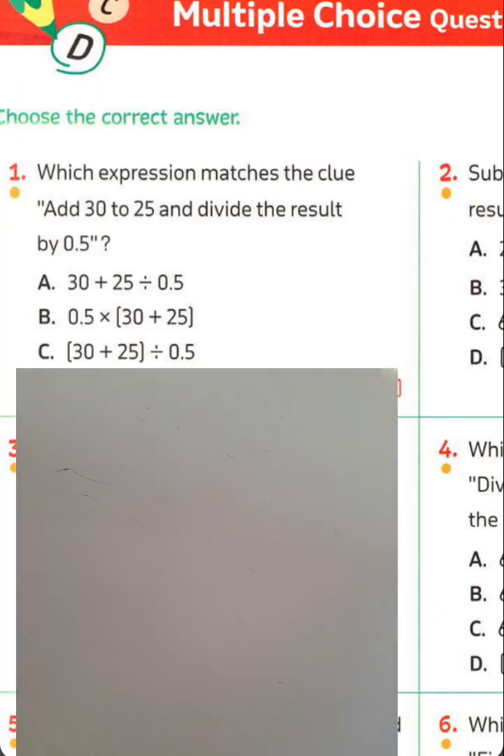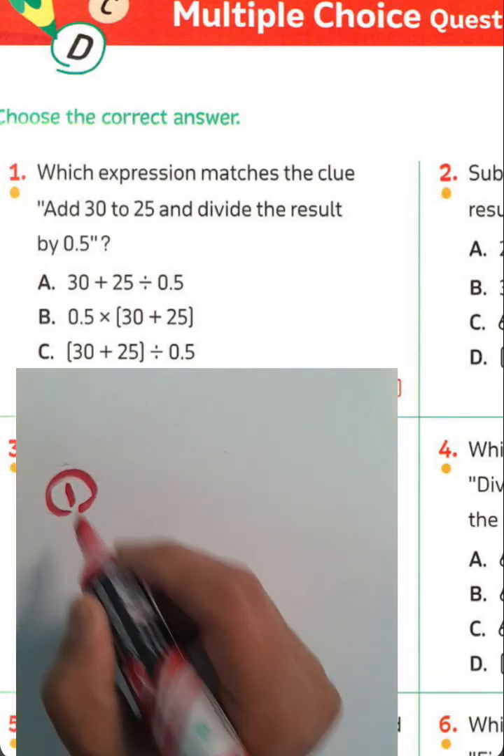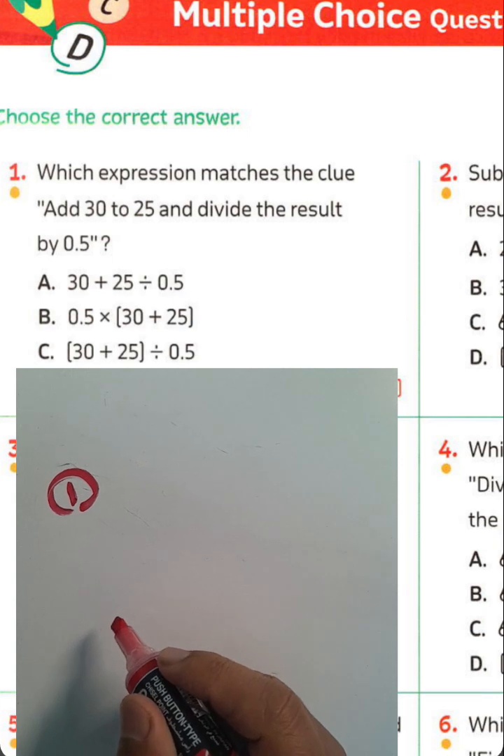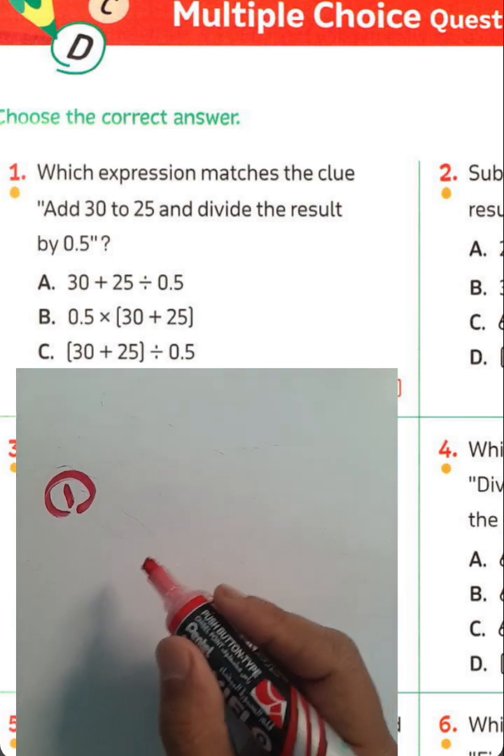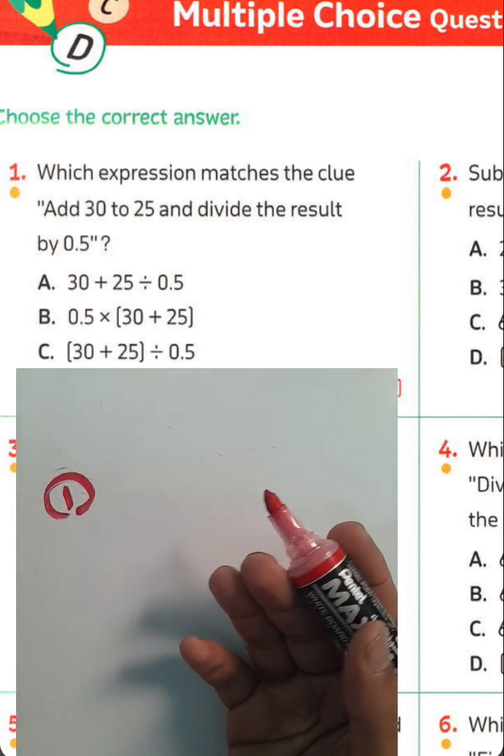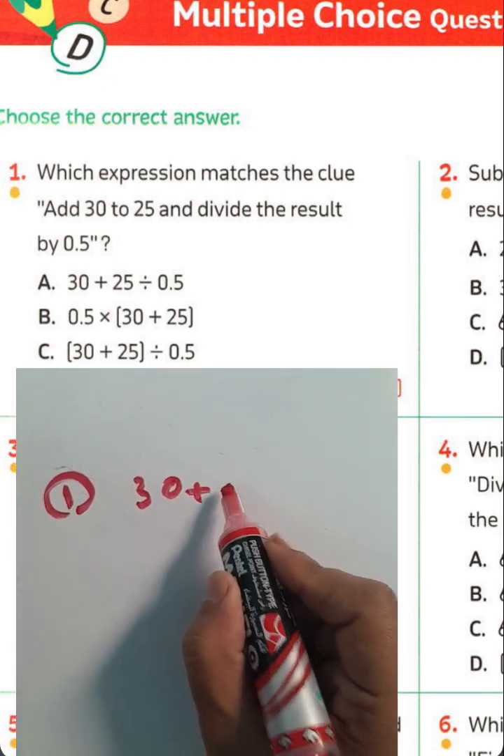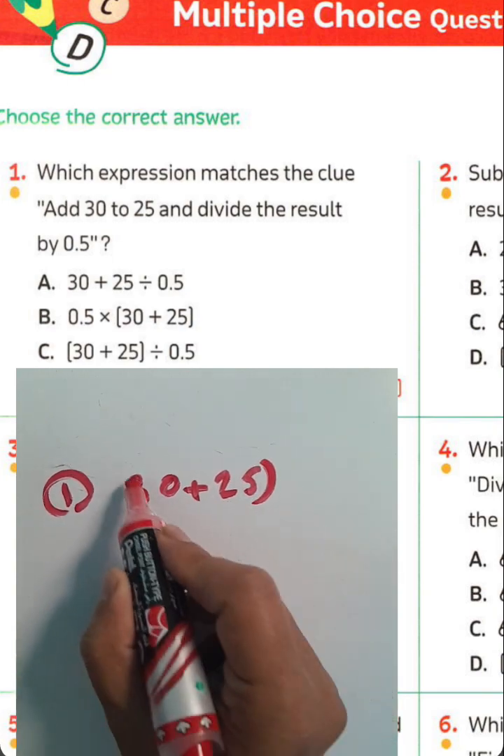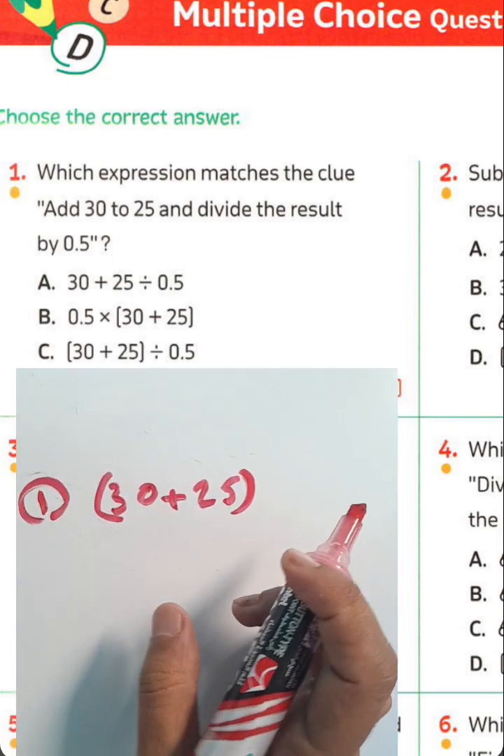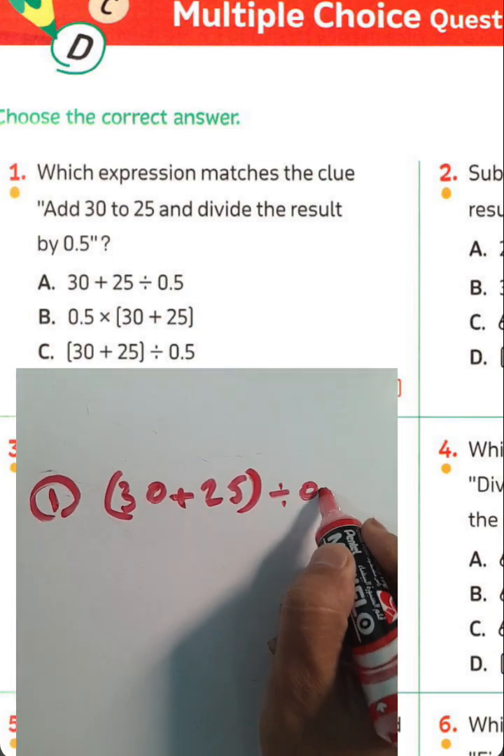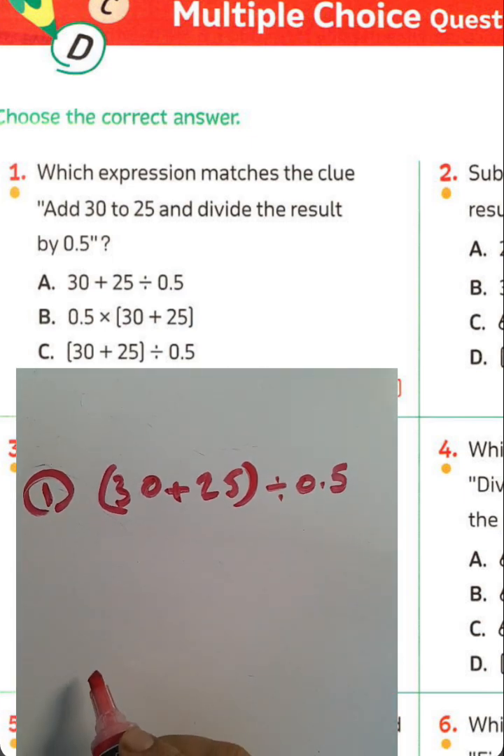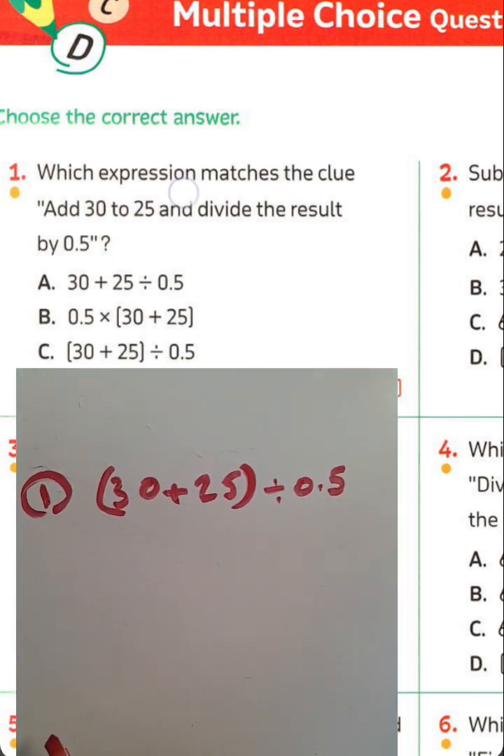56. Question number 1. Choose the correct answer. Which expression matches the clue: 832.25, and divide the result by 0.5? Write 832.25 in parentheses here and then divide the result by 0.5. Choose letter C.